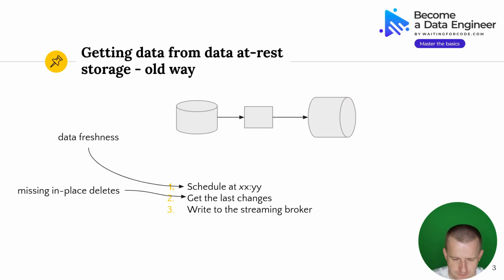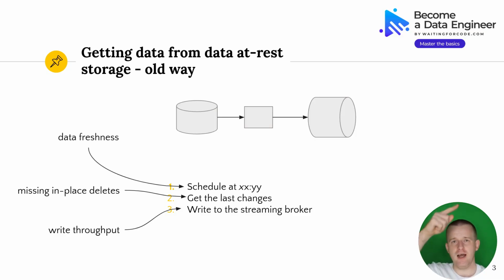And finally, in the write to the streaming broker, you highly increase the write throughput because you write a lot of data at once. In your monitoring layer, for example, you should see the flow like that for all these scheduled synchronizations.